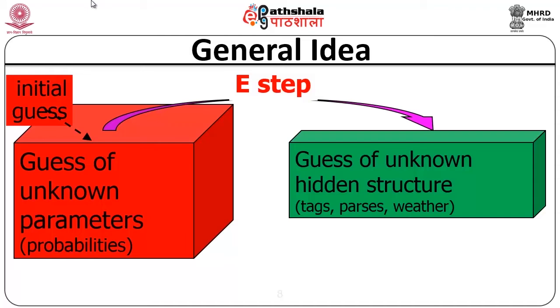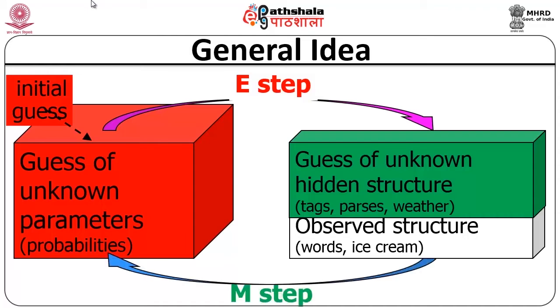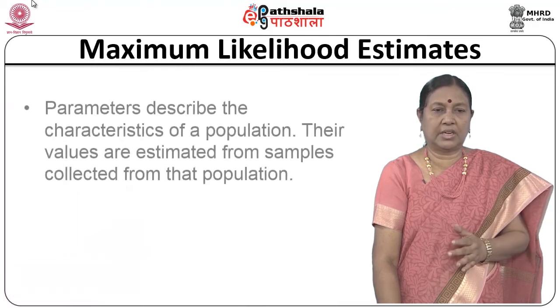Now, just to give you an idea of what this hidden structure is, depending on the application, for example, if you have words, your sentence could be the words, and the POS tags could be the hidden structure, and so on. The observed structure will not directly be the tags, it will be the words, and could be ice cream for the weather example. So, you observe the structure, then you use the M step, or the maximization step, to again recalculate the probabilities and keep doing this till you reach convergence.